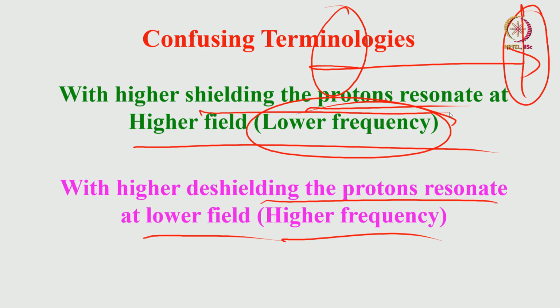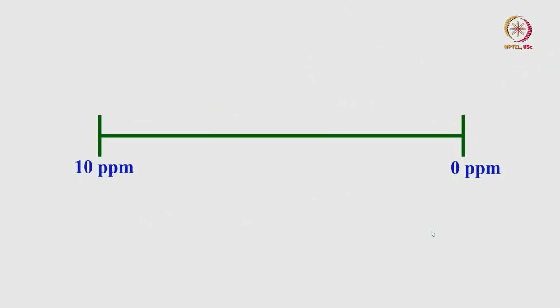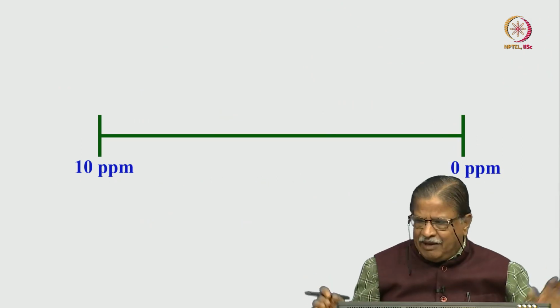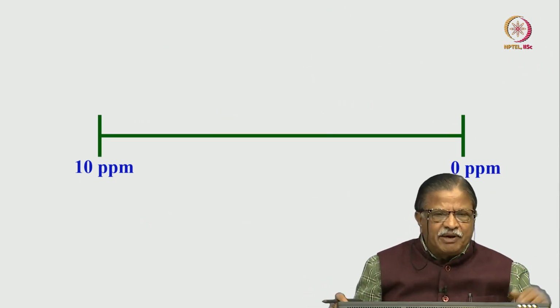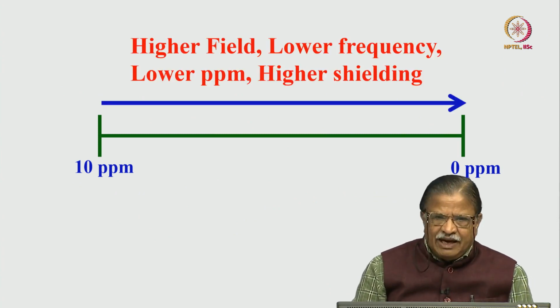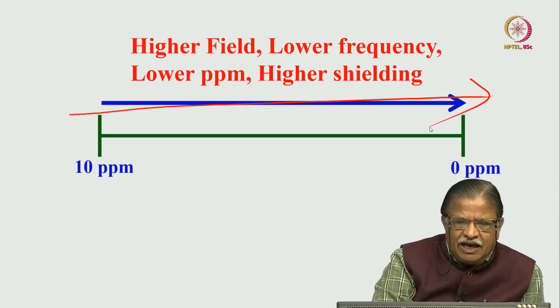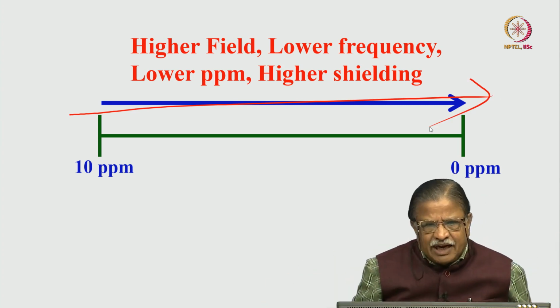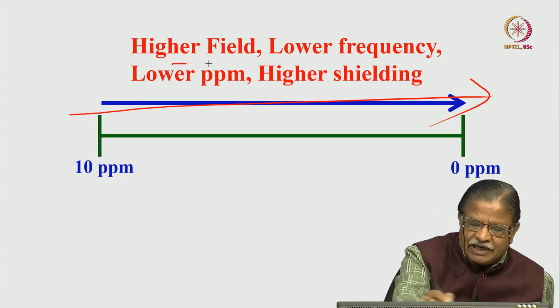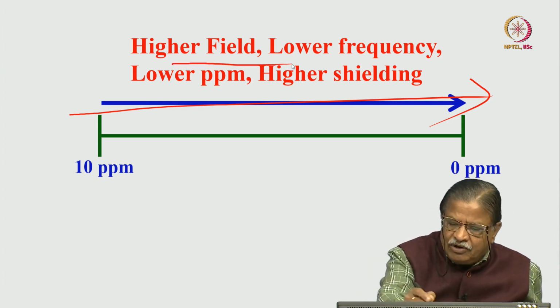Remember, with higher shielding, the protons resonate at higher field. Higher shielding resonates at higher field, that means lower frequency. Similarly, higher deshielding resonates at lower field, which means higher frequency. If I take the NMR spectrum from 0 to 10 ppm for protons and start going from left to right, I am going towards higher field and a lower frequency.